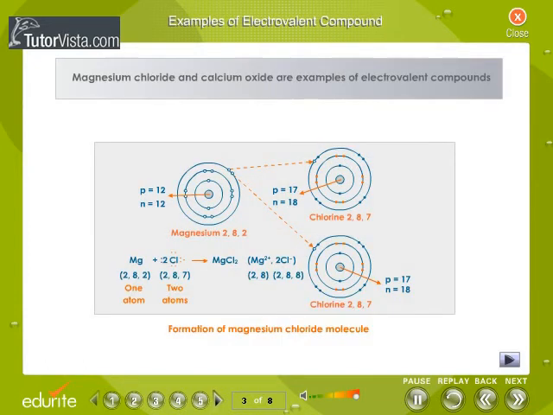Examples of electrovalent compounds. Magnesium chloride and calcium oxide are examples of electrovalent compounds.